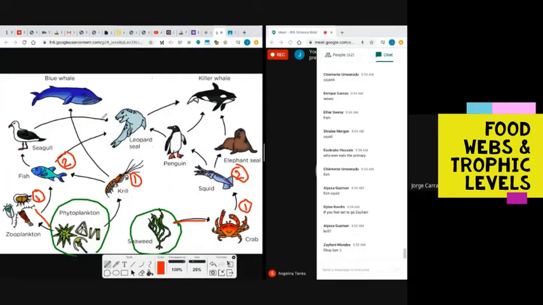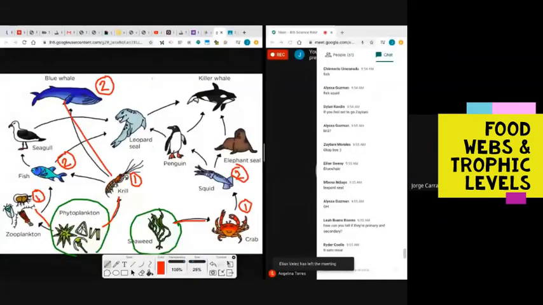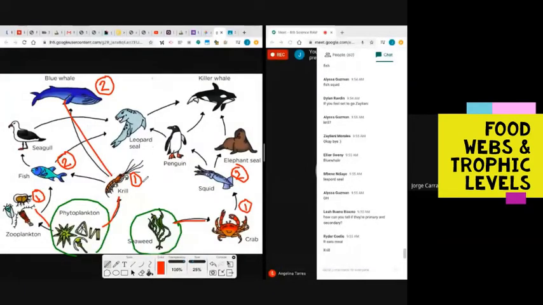Now, what about the whale? A lot of people miss the whale, the blue whale. So the blue whale is actually secondary because it's 2 places away from the producer. So if you count this, 1 and then 2. So the blue whale actually only eats krill. I know it's the biggest animal that has ever existed on this planet, but it eats one of the tiniest creatures on the planet. All right, and after that, we go to tertiary.